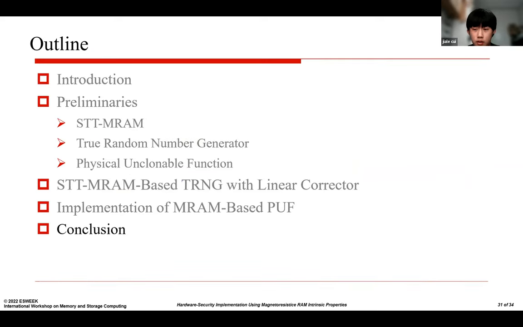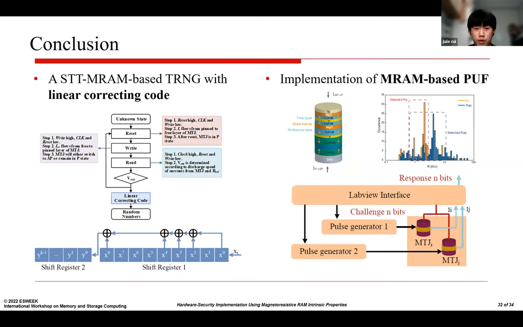Finally, let's conclude our work. We present a survey of potential circuit designs for STT MRAM based TRNG and PUF. STT MRAM based TRNG with linear correcting code is designed to achieve a good trade-off between throughput and randomness. And finally, we implement a MRAM based PUF by utilizing the process variation of modified STT MRAM bit cell. That's all. Thanks for your listening.